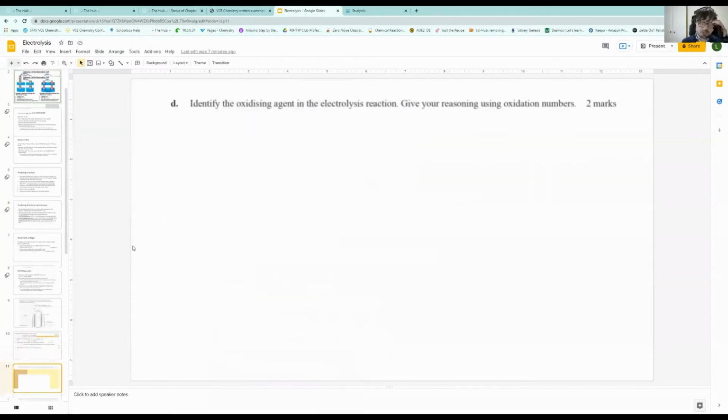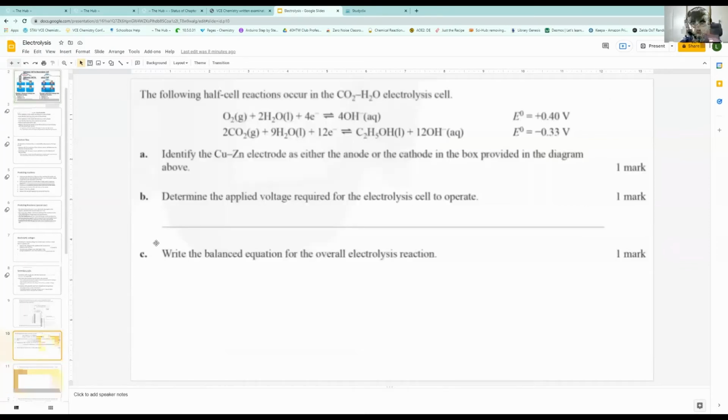Right, identify the oxidizing agent in the electrolysis reaction. Give your reasoning using oxidation numbers. All right, so the oxidizing reagent is the oxidant, is the way I normally call it. Oxidant is the thing that is reduced. So what's been reduced here? Well, the thing that's on the left side, in this case, it's going to have to be that carbon dioxide, isn't it? I'm just going to write on here.